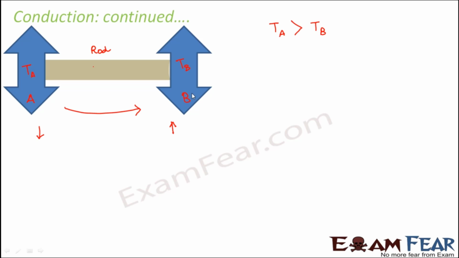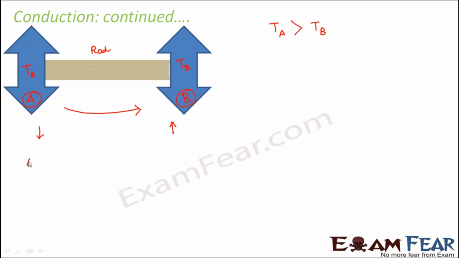It is like if you are spending money. So what are you doing? When you are buying stuff from a shop and spending money, you are losing money, and the shopkeeper is gaining money. So the same thing here. This is you and this is the shopkeeper. So A is losing heat, so its temperature is decreasing. B is gaining heat, so its temperature is increasing.